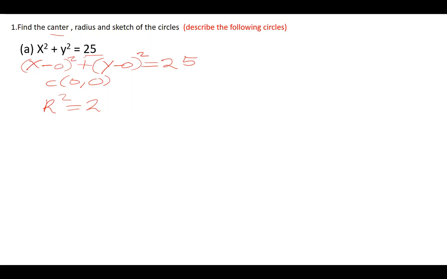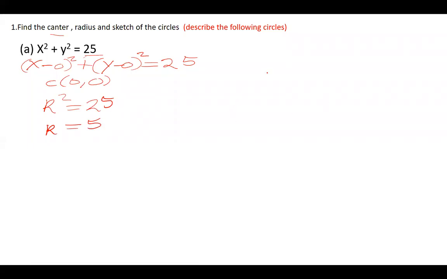Okay, so the radius is just 25. So you equate to find the radius, you just equate 25 to r squared. Then from there, you find the square root of 25, meaning you square root both sides to get rid of this square. So you're going to have your value of r to be equal to 5.